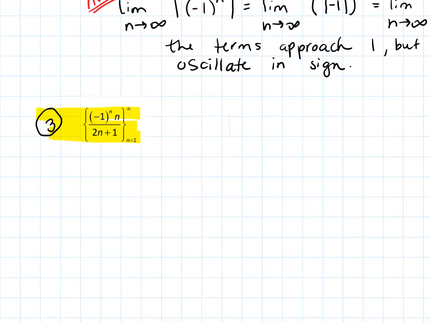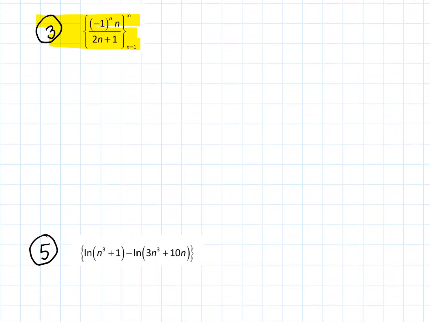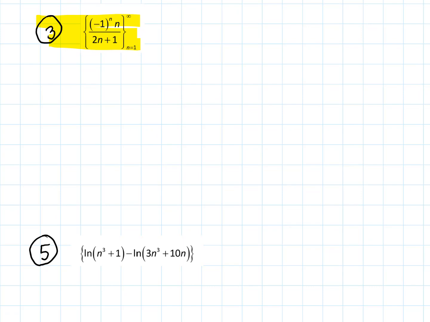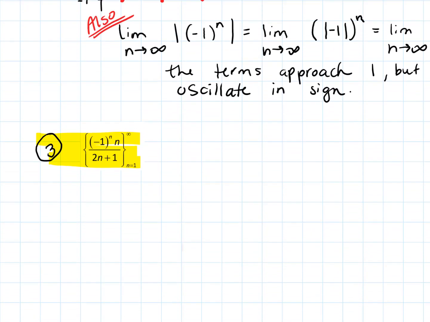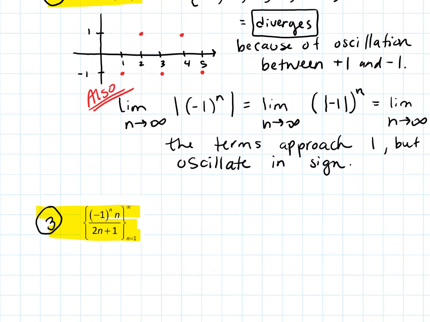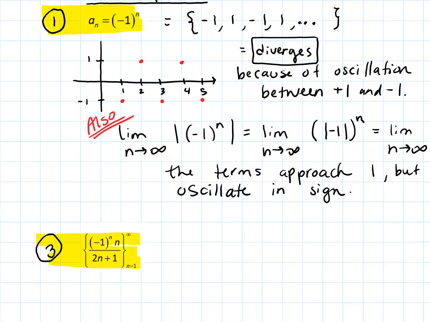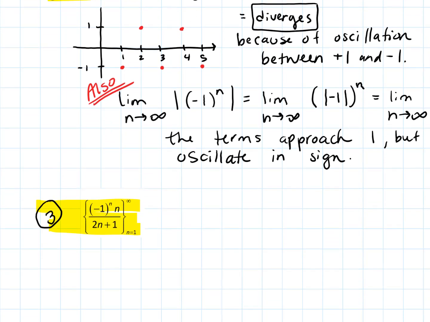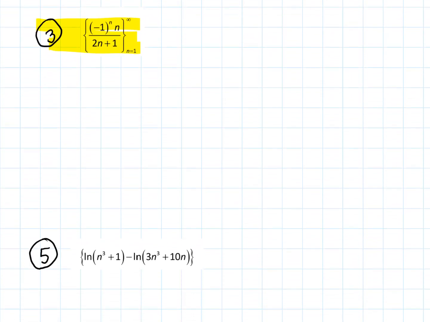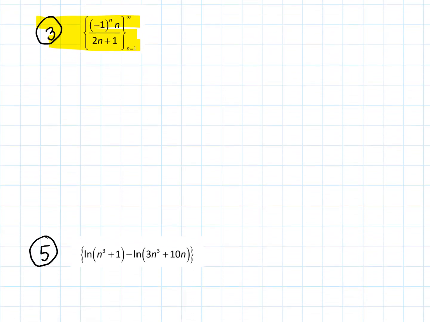All right, let's take a look at another one. So how about this guy? So we've got a switch. So we've got -1 to the n over 2n plus 1 from n equals 1 to infinity. So this is similar to what we looked at up above here. We have oscillation, clearly, but what is that oscillation going to do? And for that, we definitely want to think about, well, what's the absolute value of this sequence, and what's the limit of that? So let's take the limit as n approaches infinity of the absolute value of these terms.